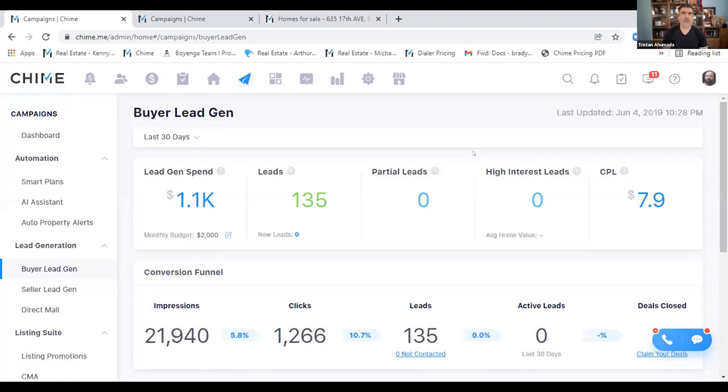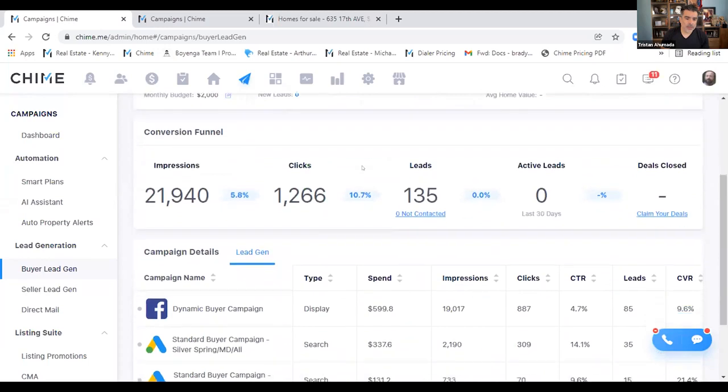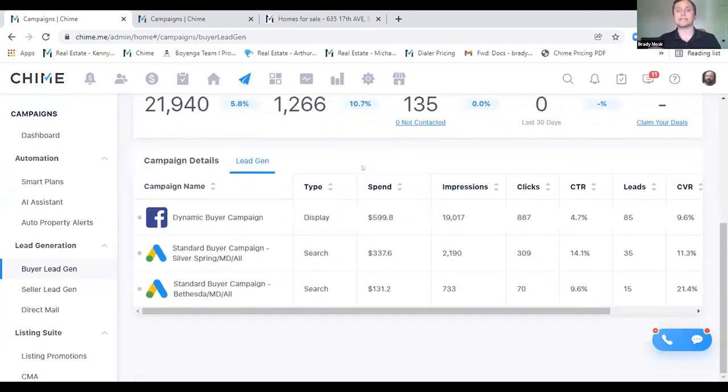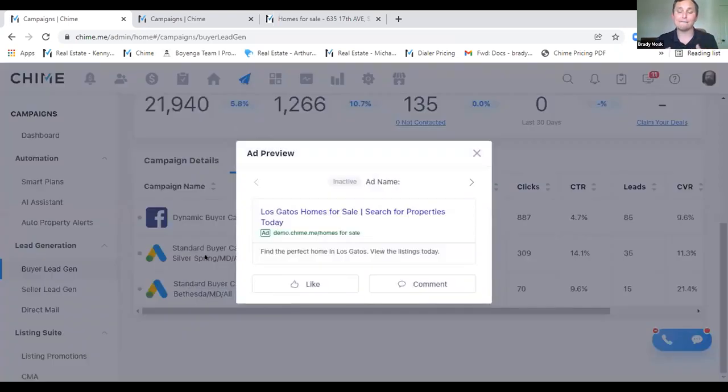So question in regards to Google PPC. When we're looking at the lead gen spend and we scroll to the Google section, can we look at the keywords that are being used? We don't have the ability to see the specific keywords that are being used. Chime offers a big library of keywords. However, you have the ability to see every ad that Chime is designing and serving for you through the system. So if this was your Chime account that I'm looking at right now, these would be your ads that are being displayed in your market on Facebook and Google.